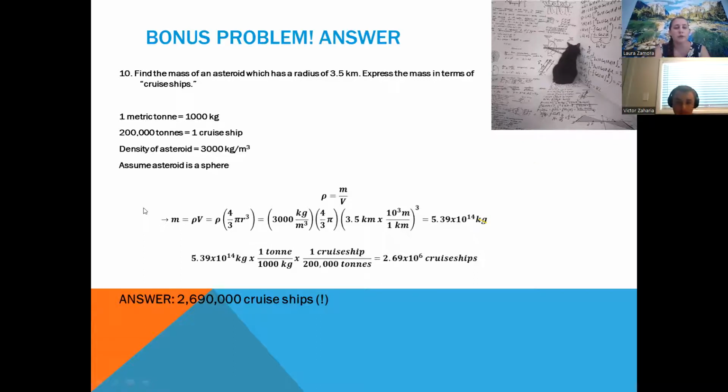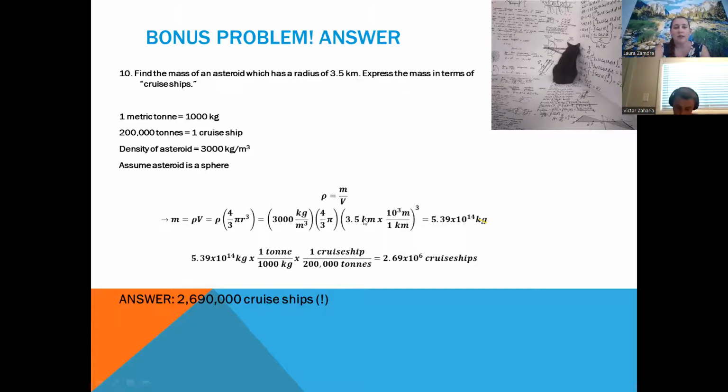So first we're going to start with this understanding of what density is, and that's the mass of the object divided by the volume. So since we were given the radius, we can find the volume, and we know that, well, we're assuming that it's a sphere. So the volume of a sphere is 4/3 pi r cubed. And then we can multiply that by the density to get the mass of the asteroid in kilograms. So our density is 3,000 kilograms per cubic meter times the volume of 4/3 pi.